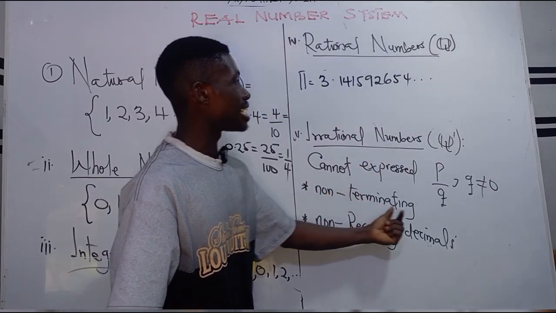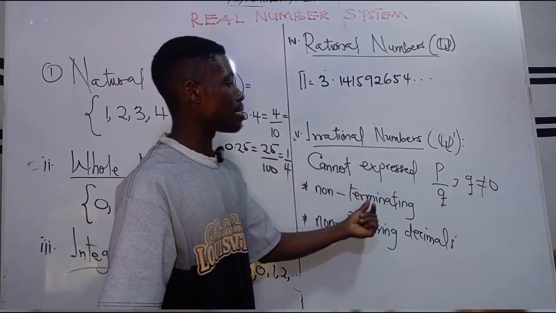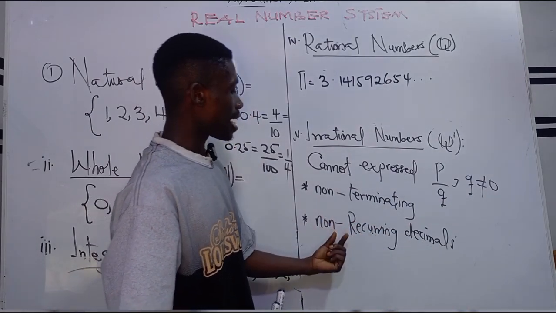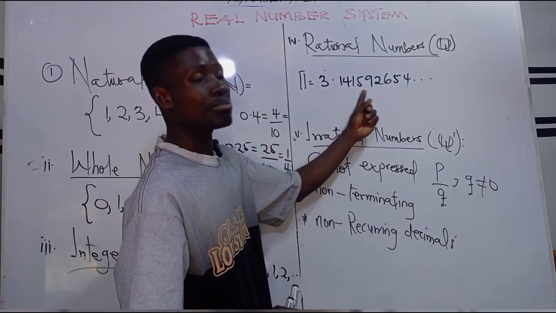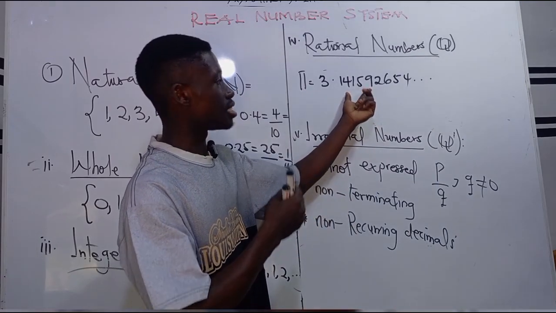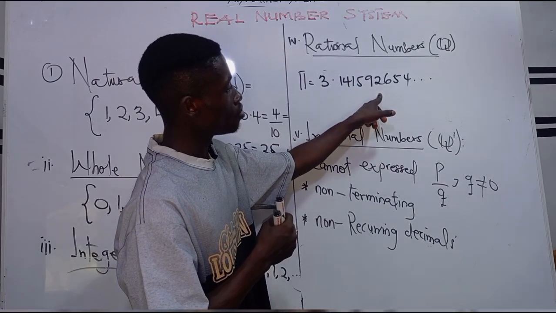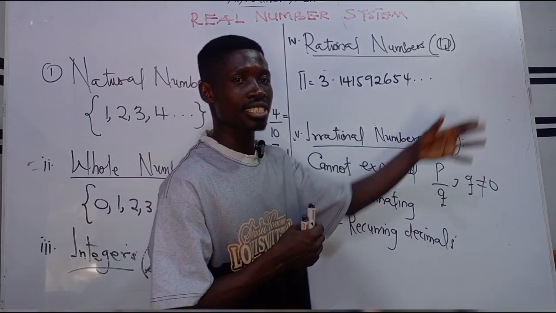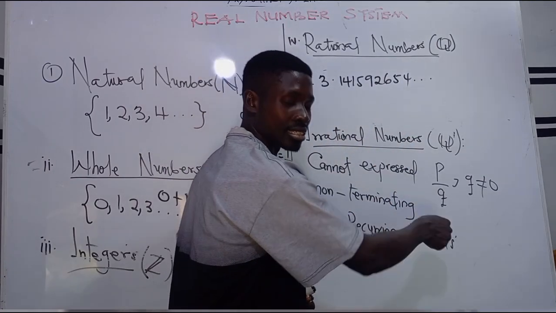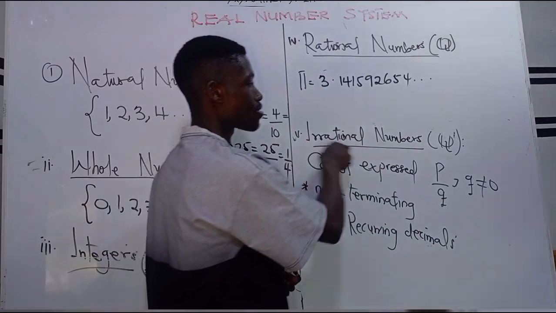So we call it a non-terminating decimal. It does not end, it continues. So we call it what? Non-terminating decimal. Now with the non-recurring decimals too, you realize that the numbers in the decimal part are different. It changes from 1 to 4, 4 to 1, 1 to 5, 5 to 9, 9 to 2, 2 to 6, 5, 4, and then it changes in that very order. So we say that this number is a non-recurring decimal. So pi is a classical example of an irrational number.